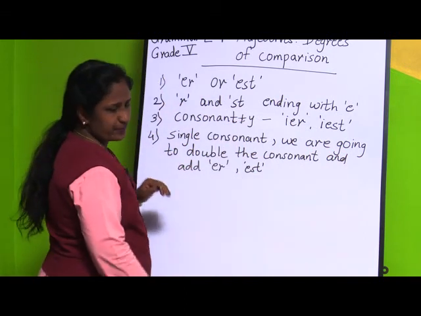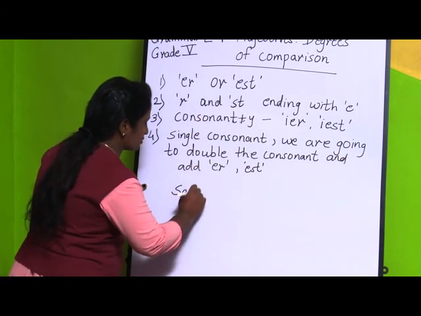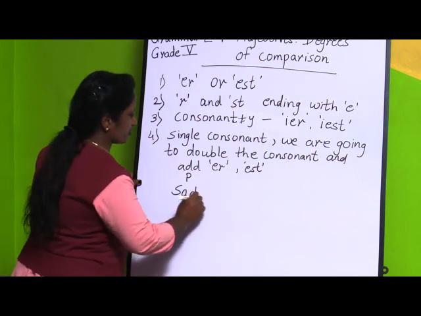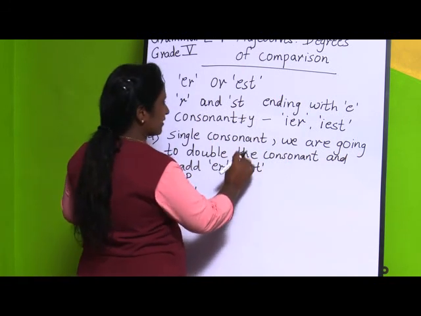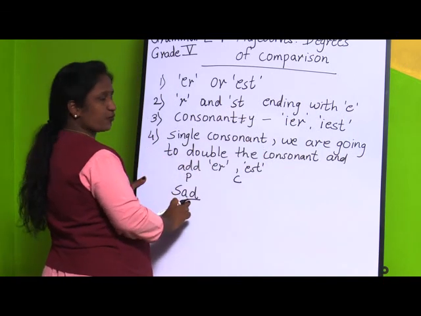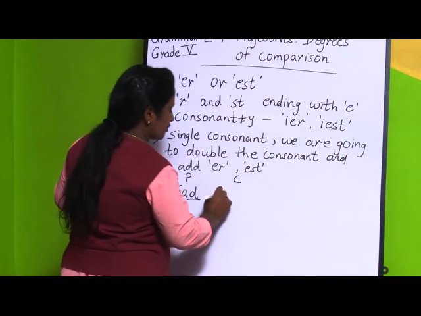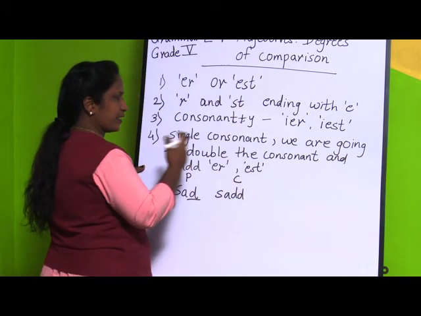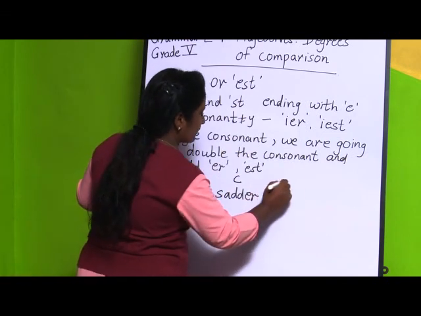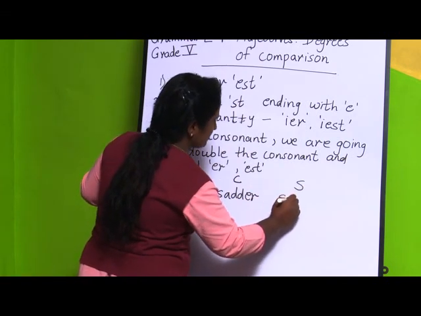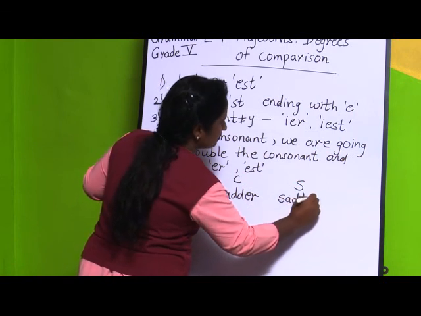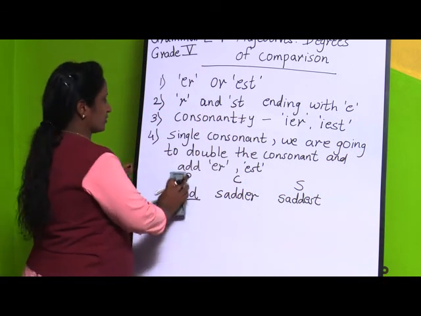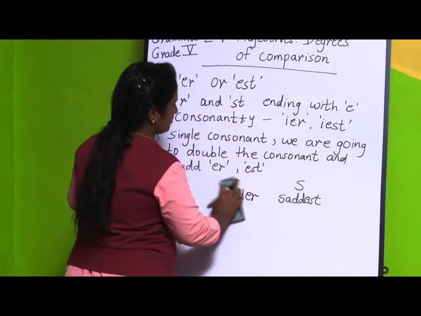I will tell you one more example. If you take sad, this is positive degree. Now what they told? This is single consonant. So for comparative degree, we are going to double the consonant. Now what is the consonant over here? It is d. So you are going to double it, that is double d. Then for comparative degree, as you know, we are going to add er only. So here er, that is sadder. But superlative degree, saddest. So this was the fourth case. I think you have understood till here.